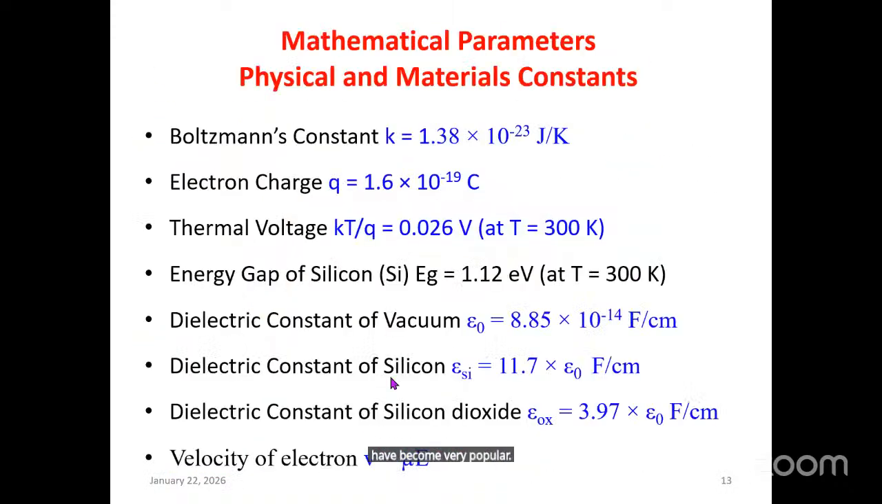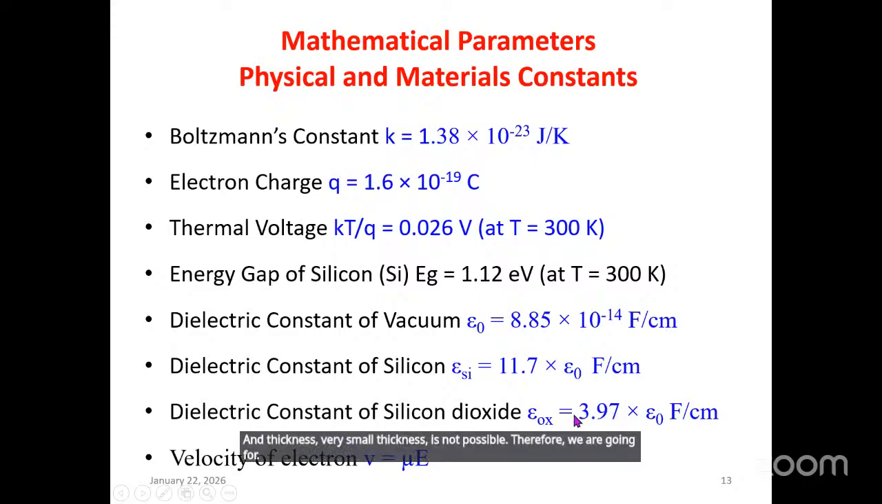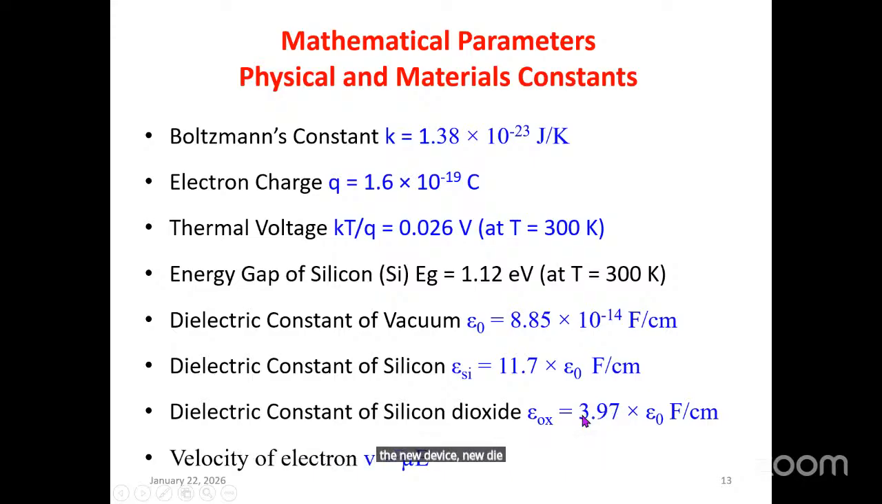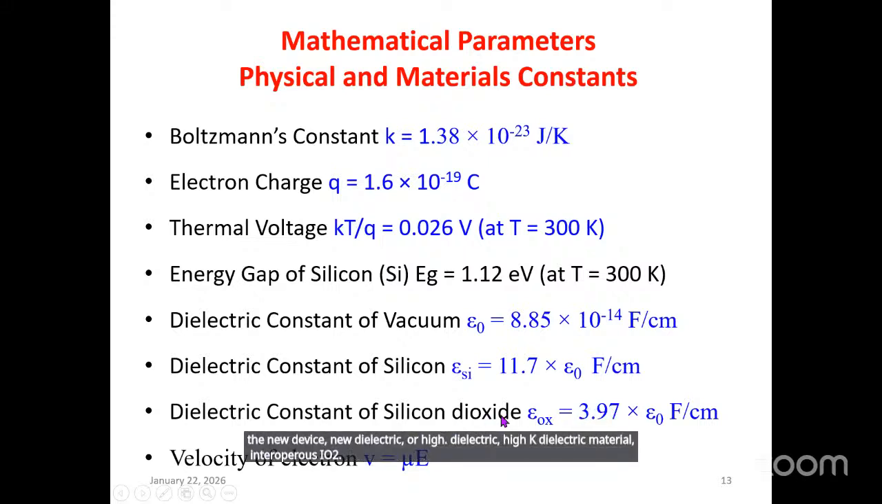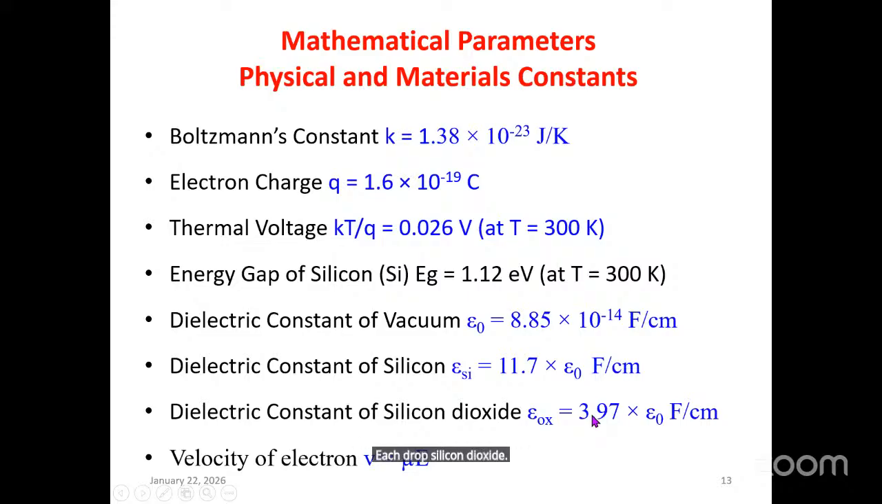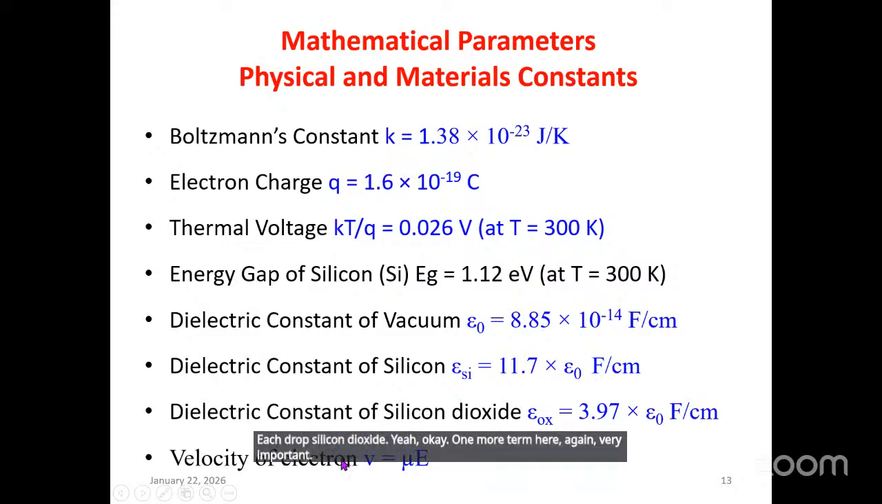Coming back to our parameters once again. Keep in mind that silicon dioxide was very good, but it has epsilon R equal to 4, and very small thickness is not possible. Therefore, we are going for a new dielectric, a high K dielectric material, instead of SiO2, silicon dioxide. One more term, again very important, is the velocity of electron.